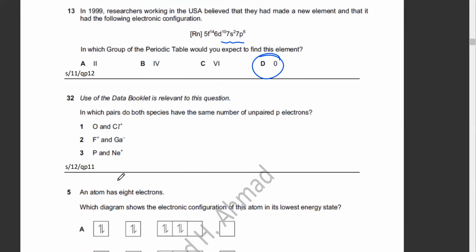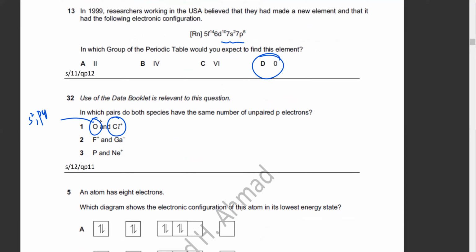This one is, in which pairs do both species have the same number of unpaired p electrons? Same number of unpaired electrons. So you can either choose to write the electronic configuration, which would waste time. Oxygen is group 6. Group 6 is S2 and P4. So it's S2 and P4.